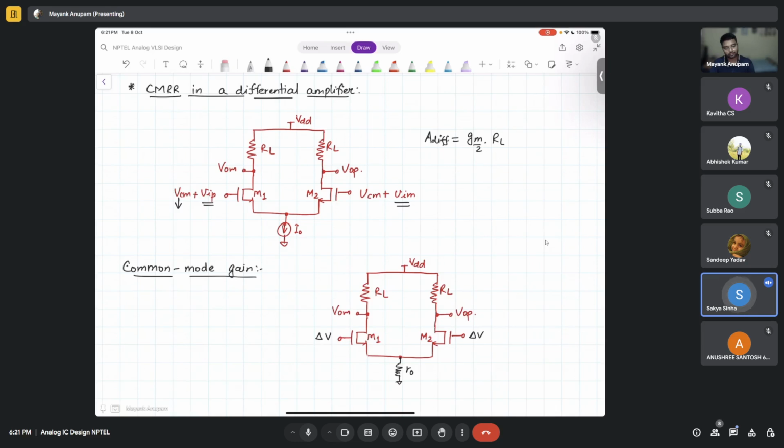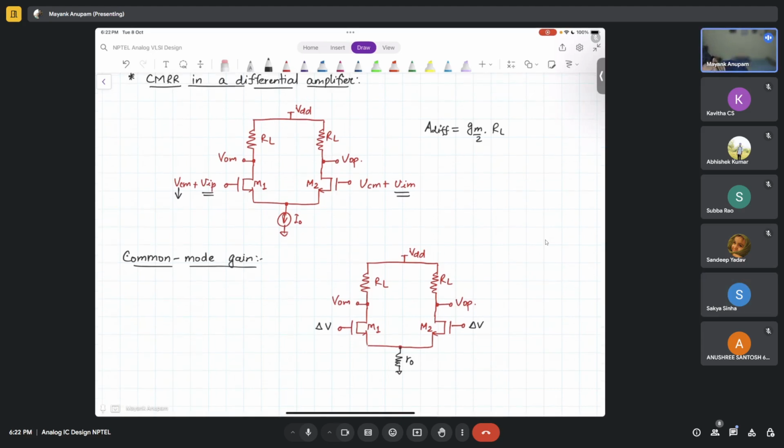In the lecture, the professor told us that it is V1 plus V2 divided by 2, and the other is V1 minus V2 divided by 2, that we should take. True, that I understand. He split the voltages into common mode and differential mode voltage. I am not doing that. Okay, let me explain this.